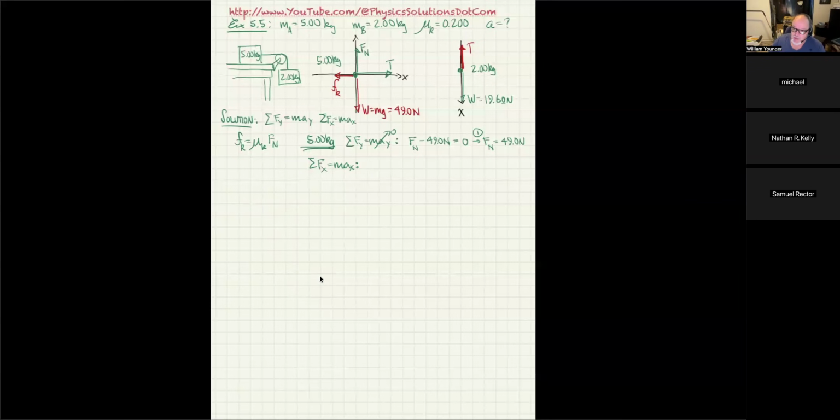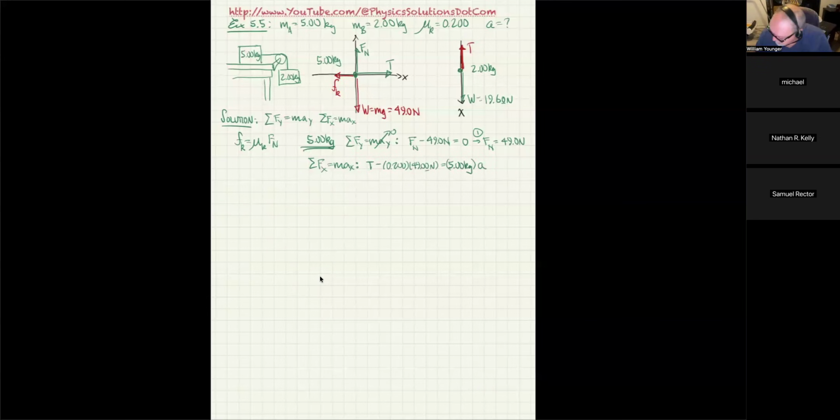But Fk is mu k times the normal force, so I can write this as T minus, again, we really are adding, but we're adding a negative, so why write two signs? In this case, it's going to be 0.200. That's the coefficient of kinetic friction times the normal force, which is 49.00 newtons. And all of that is equal to 5.00 kilograms times the acceleration, which is the only acceleration that we're dealing with, so I don't need to subscript it 5 or y or x or anything like that.